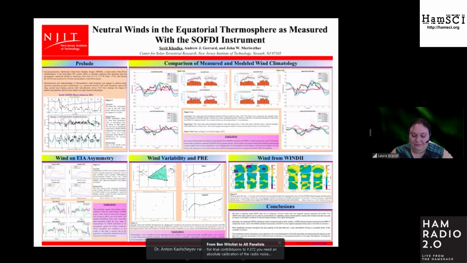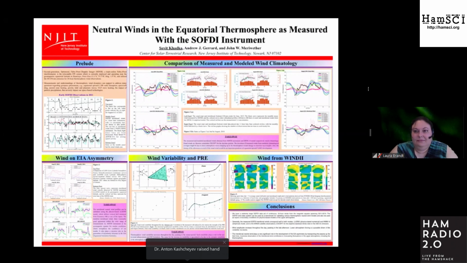Most of the direct measurements of the neutral winds are limited to nighttime only, but SOFDI is designed to measure both day and night time thermospheric neutral winds from the 630 nanometer emission of atomic oxygen. In general, the winds are driven by pressure gradients resulting from temperature changes due to solar and auroral heating, and also with forcing by tidal energy from below.